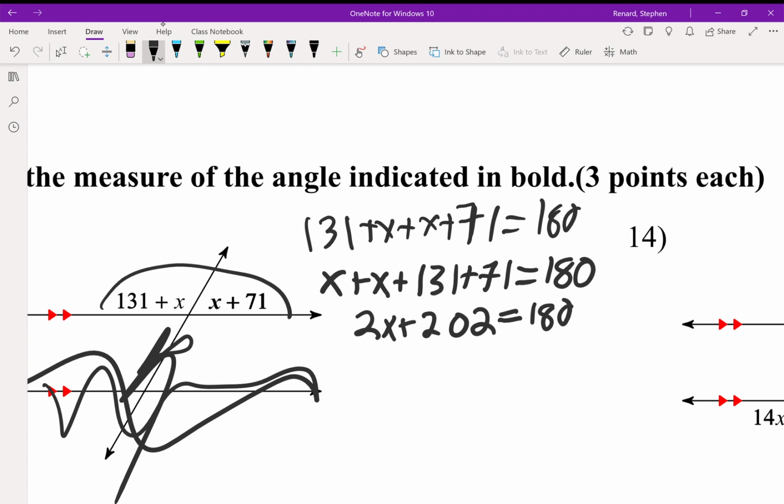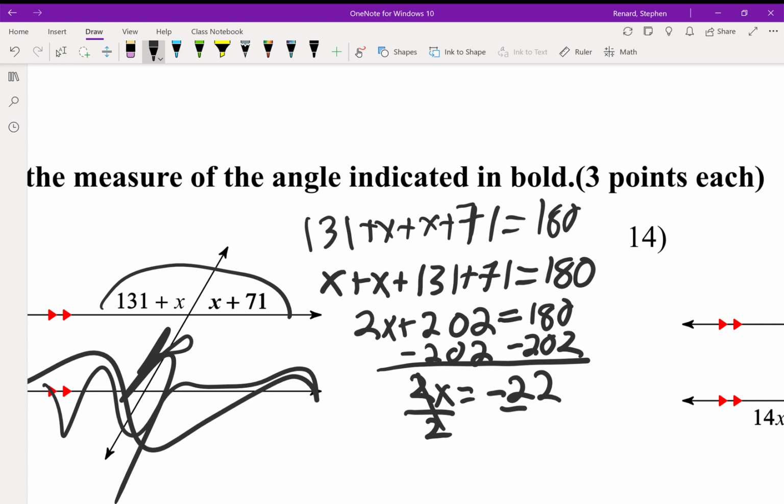180. Now I want you guys to pay careful attention here because when we subtract 202, something interesting is going to happen. We're going to get 2x equals negative 22. Now some of you guys might freak out a little bit here, but I want you to remember that it's okay if x is negative. What's not okay is if the overall angle is negative.